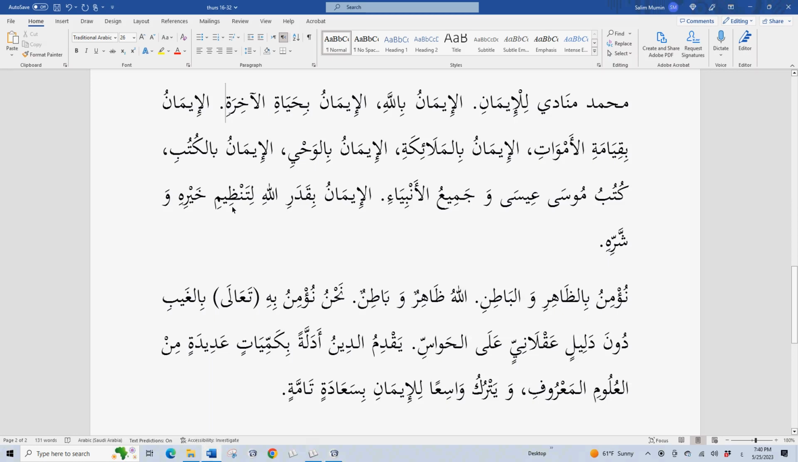Litanzini, to regulate. You have the capacity and you have the regulation of that capacity. It belongs to Allah, and it regulates within that capacity. You have its good and you have its harm.